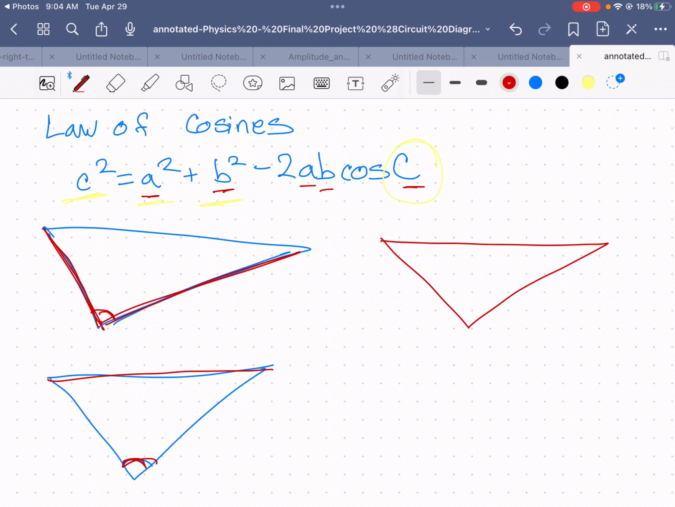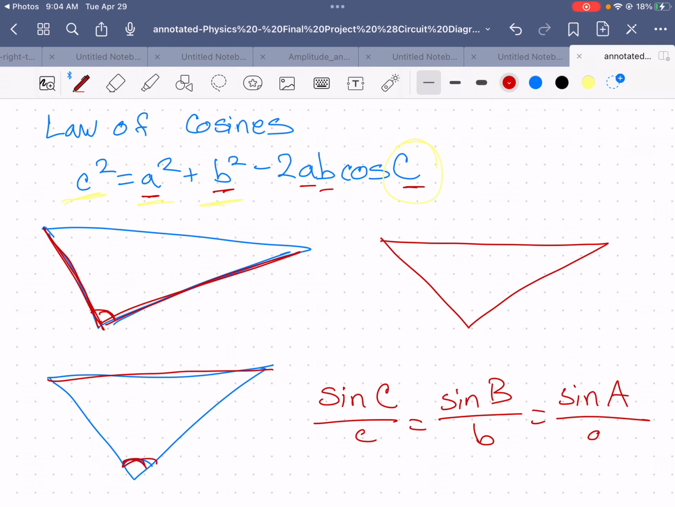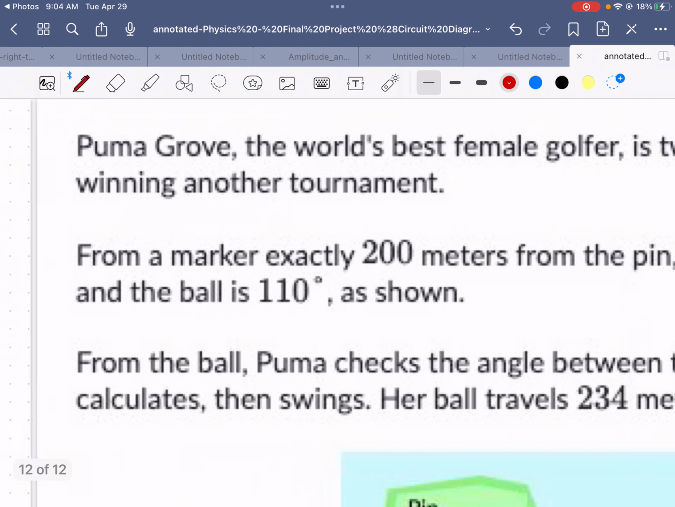Remember, law of sines says that sine of c over c equals sine of b over b equals sine of a over a. I don't know why I did that backwards, but anyway. So if you know these opposite ones, then you're probably going to go for this one for just simpler math. And if you know, again, enclosed ones, then go for this law. All right. So given that, let's go do an example problem.